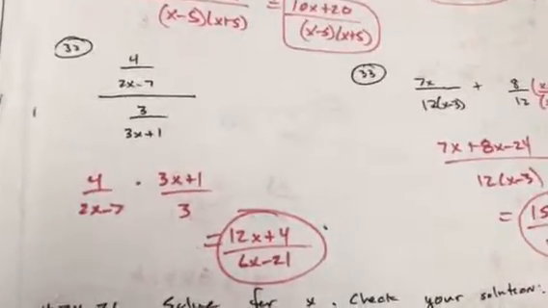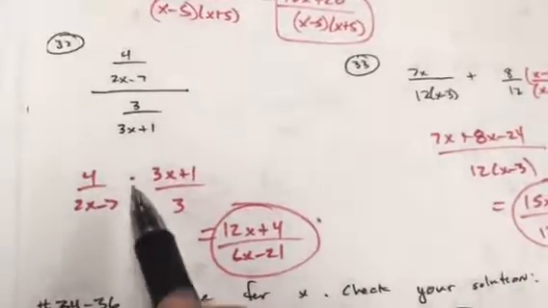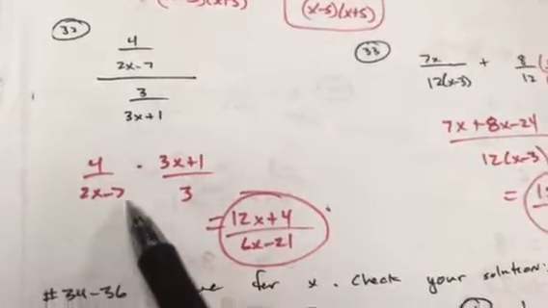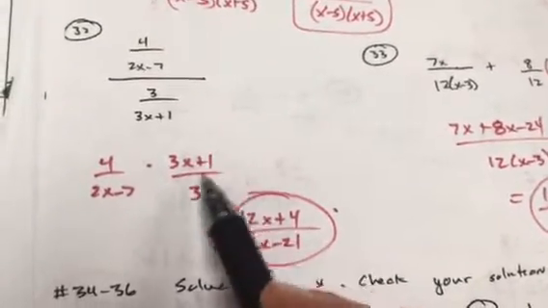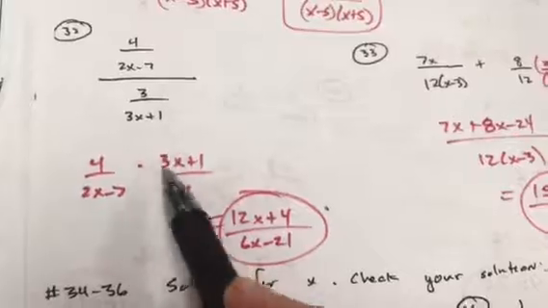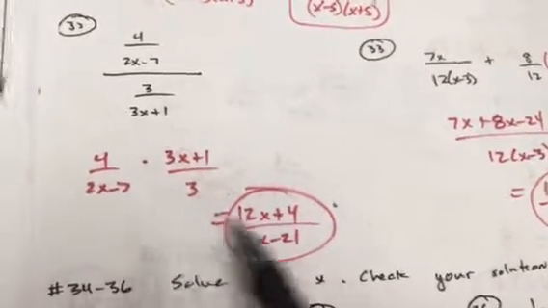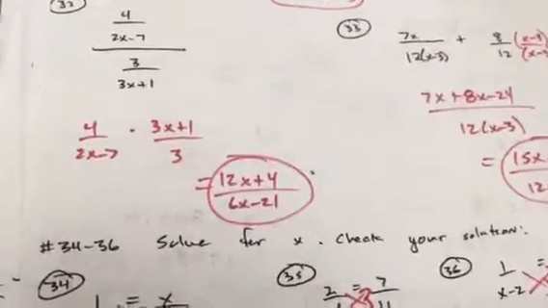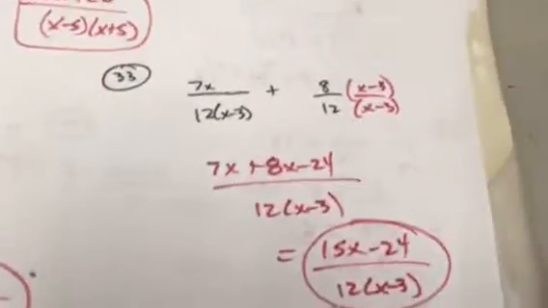When you divide, you need to multiply by the reciprocal, dealing with fractions. So 4 over 2x minus 7 times 3x plus 1 over 3. Multiply straight across. Multiply straight across. 12x plus 4 over 6x minus 21.